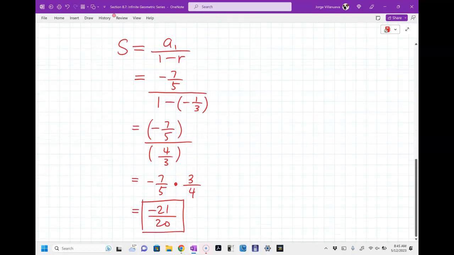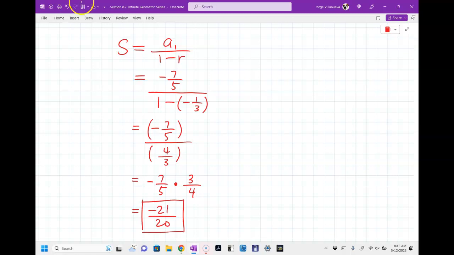I had to do this work. So I wrote out my formula. My first term, remember, was in the very beginning of the problem. My R value, we figured it out. I plugged it in. And then from there, it's just using a calculator if you want to get your answer. You don't have to do it by hand like I did. And I got negative 21 over 20.